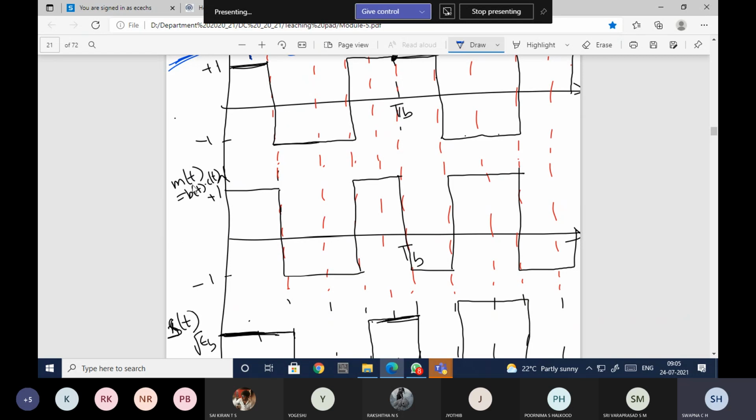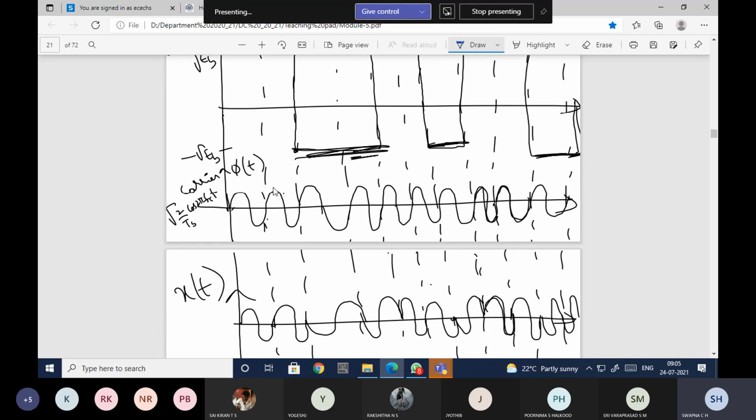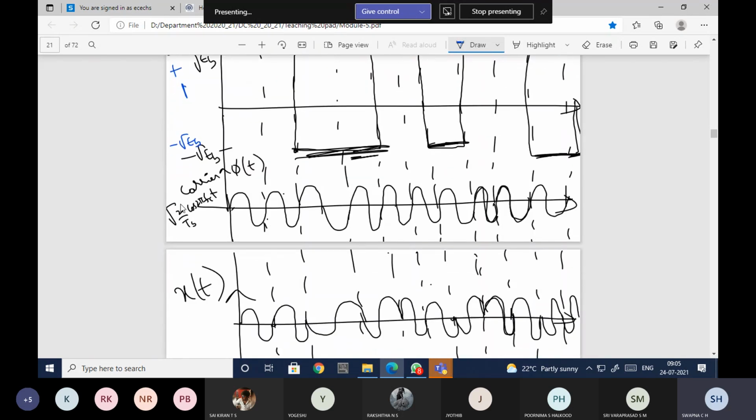Now we have multiplied B of t with C of t, and this is the resultant waveform. Again, the resultant waveform we have represented as polar NRZ. It will give plus root TB for 1, and minus root TB for 0. We have taken this equation and we need to modulate it. To modulate it, I'm using a carrier with frequency FC. This is the carrier signal that I'm using.